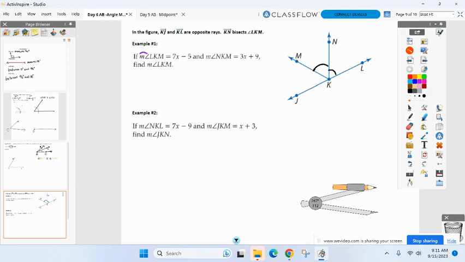First, this notation here. Everyone see that little m there? That means the measure, all right? I just don't want you to get freaked out. The measure of LKM is 7x minus 5. So everyone see where LKM is. This whole angle from here to here is 7x minus 5. NKM, find that angle. NKM, trace it. NKM is 3x plus 9.